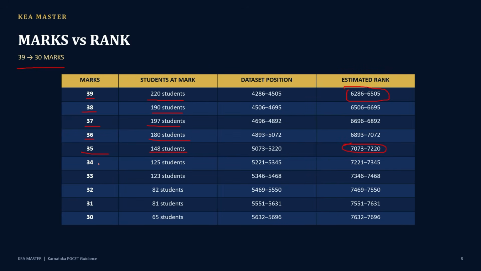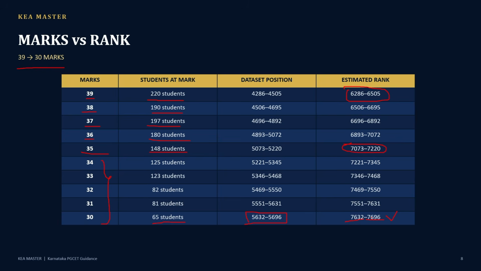Then we continue through 34, 33, 32 and 31 marks. And at 30 marks, there are 65 students. Their data set position is 5632 to 5696, giving an estimated rank range of 7632 to 7696. So if your marks are somewhere between 30 and 39, check the exact range shown in this table.